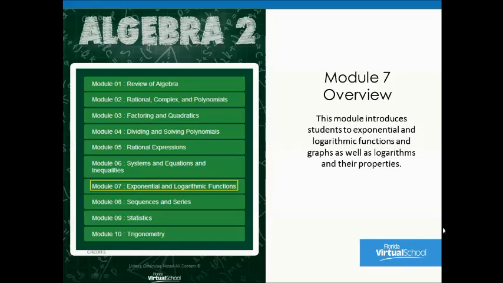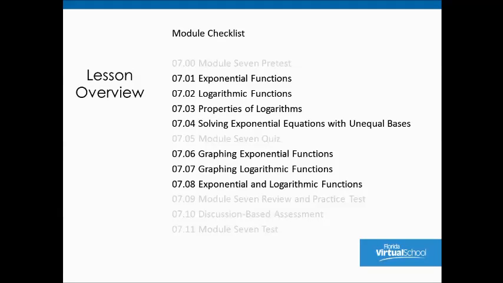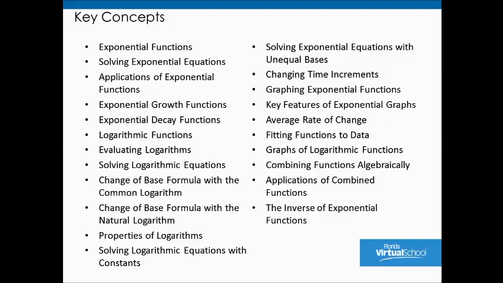Module 7, exponential and logarithmic functions. This module introduces students to exponential and logarithmic functions and graphs, as well as logarithms and their properties. The module checklist goes from 7.00 through 7.11, and students learn new material in the following 7 lessons, 701 through 704, and 706 through 708. Key concepts in this module deal with exponential functions, logarithmic functions, the properties of logarithms, average rate of change, inverse exponential functions, inverse logarithmic functions.